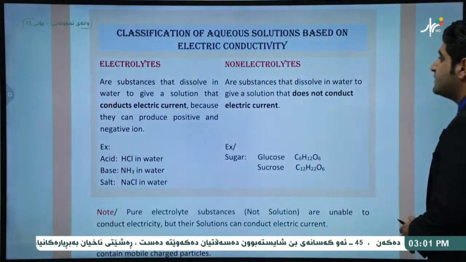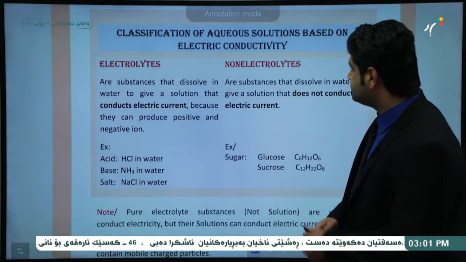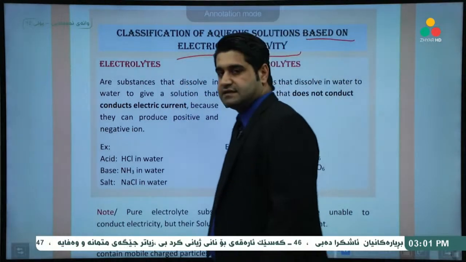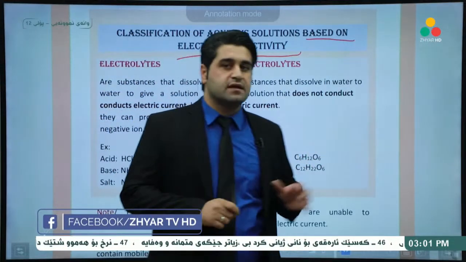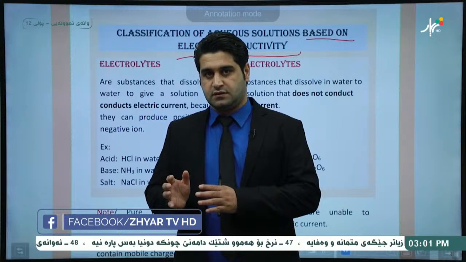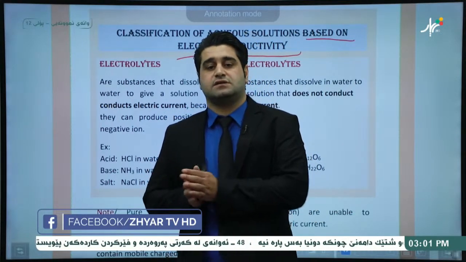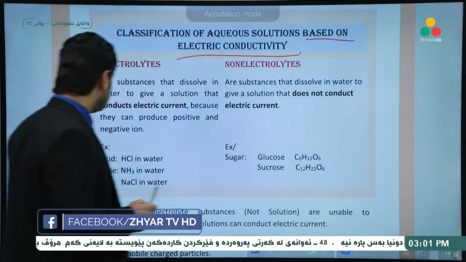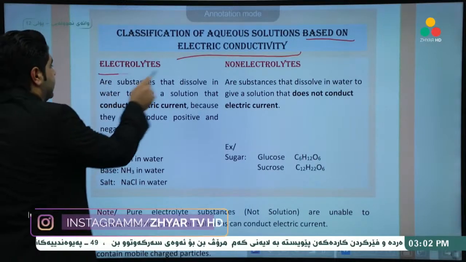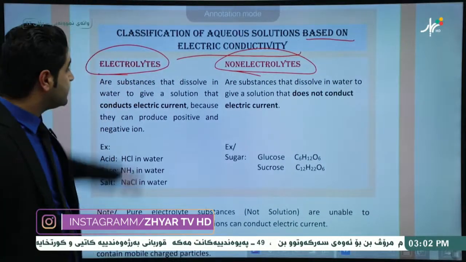For today, we have another classification of solutions, which is very important for the other chapters: classifying aqueous solutions based on electric conductivity. It means some solutions can conduct electricity and some cannot. A solution that can conduct electricity is called an electrolyte, and a non-electrolyte cannot conduct electricity. So let's talk about them.